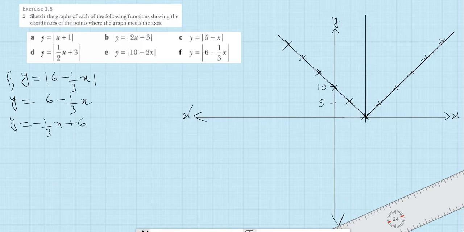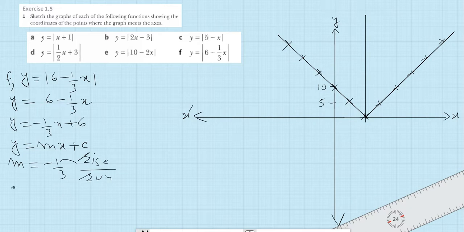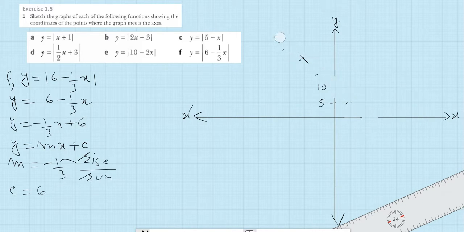Now compare this equation with the standard equation of a straight line, y is equals to mx plus c. The coefficient of x is m. M means gradient. Here the coefficient of x is minus 1 upon 3. Again, the formula of gradient is rise upon run. So minus 1 is rise and 3 is run. What is the y-intercept? Y-intercept is 6. So if I rub this, I can use this x and y axis. Take the help from the scale.